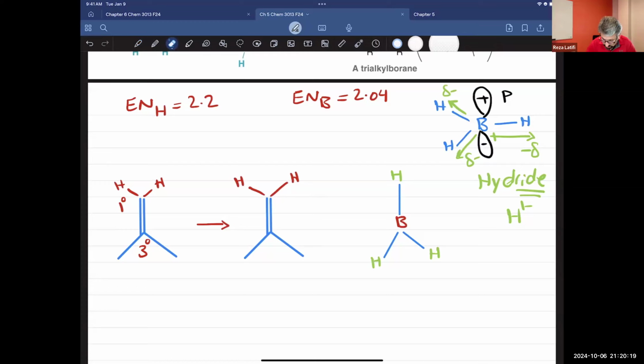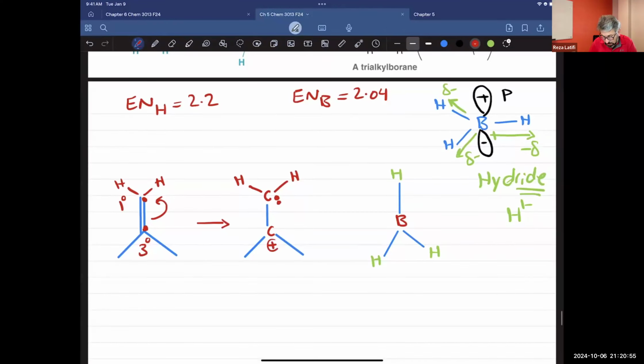What if this double bond breaks for a second? The question is, where do you want to move those electrons? I'm going to say the tertiary is going to be more stable than the primary. So let's take those 2 electrons and move them to this carbon. Then this carbon is going to have a lone pair. How about the second carbon? The one at the bottom is going to have a positive charge.